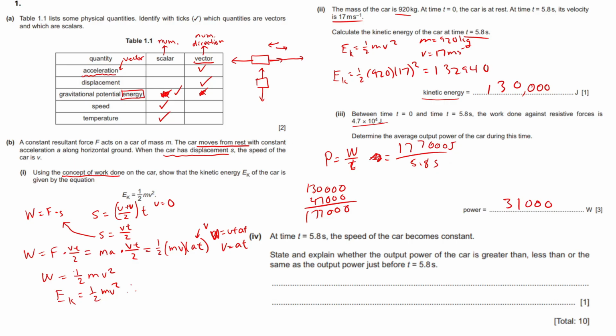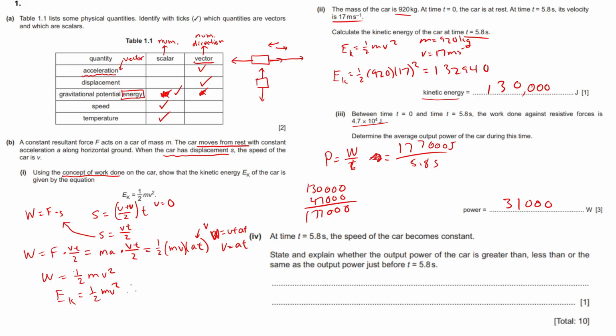Okay, at time t equals 5.8 seconds, the speed of the car becomes constant. State and explain whether the output power of the car is greater than, less than, or the same as the output power just before t equals 5.8 seconds.